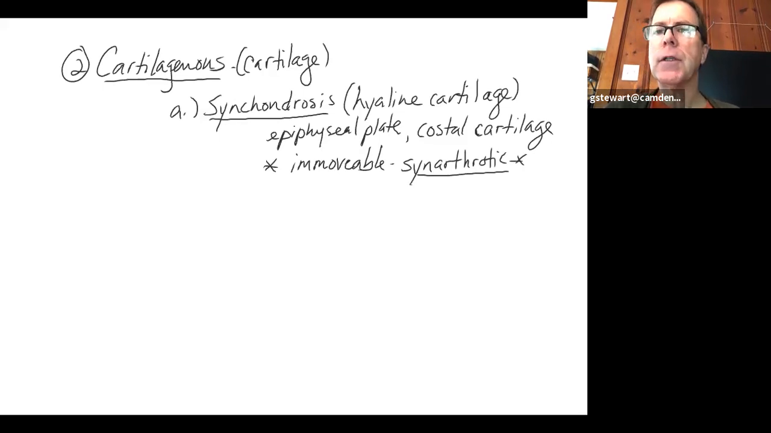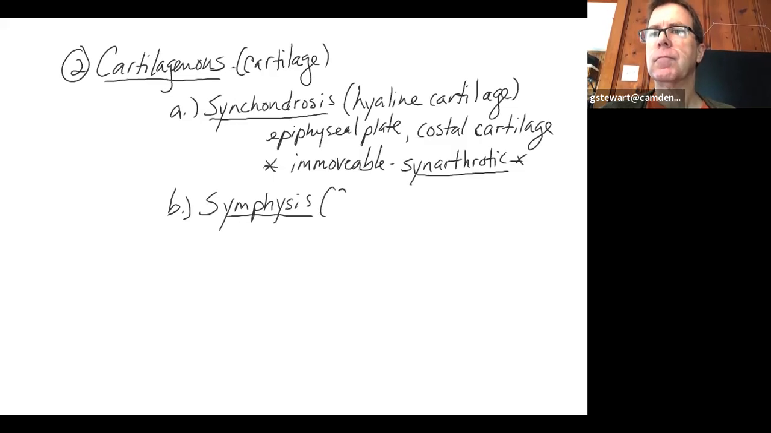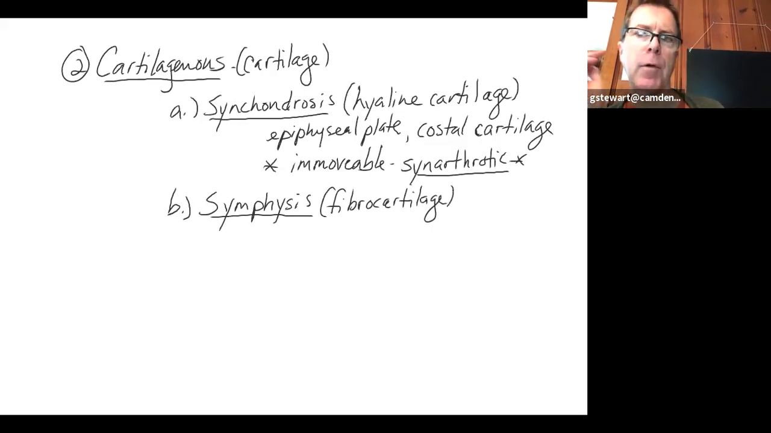And good thing there are only 2 subcategories under cartilaginous. The other ones are made of fibrocartilage, and they're called symphyses, or symphysis in the singular. We know where these fibrocartilage joints are because when we studied fibrocartilage, we listed locations in the human body. So I'll give you examples. Intervertebral discs.